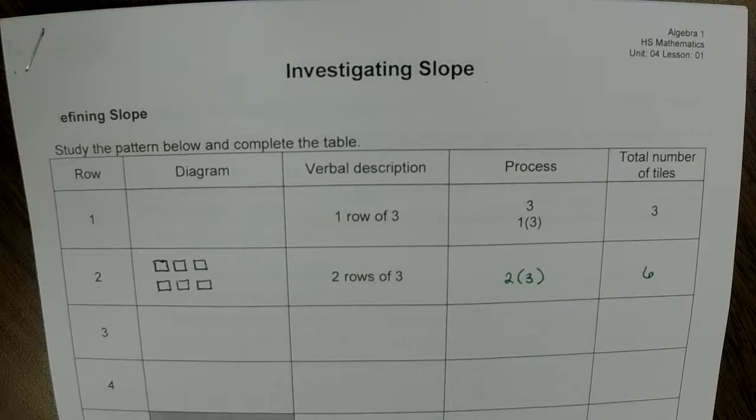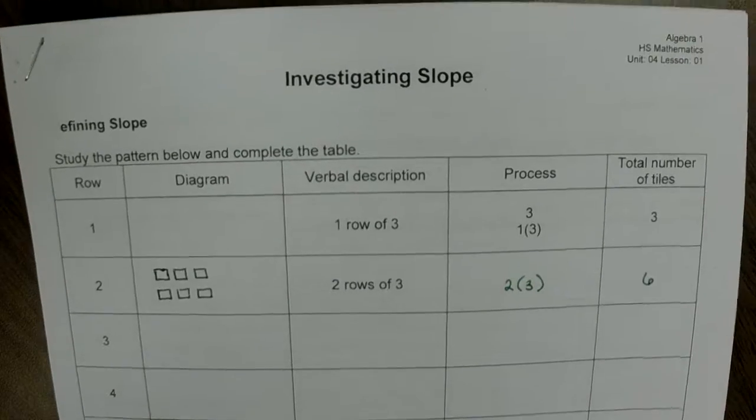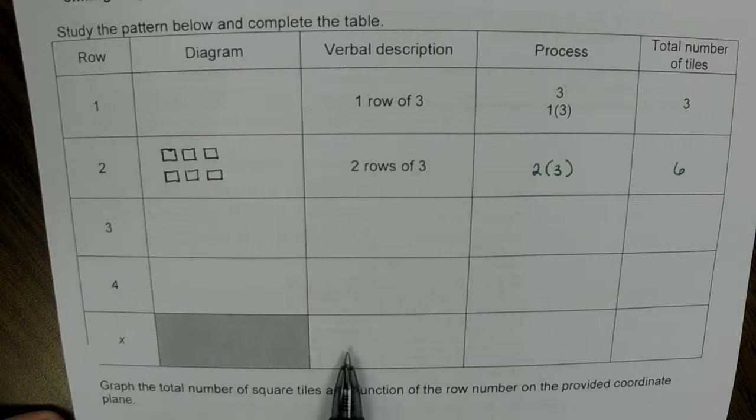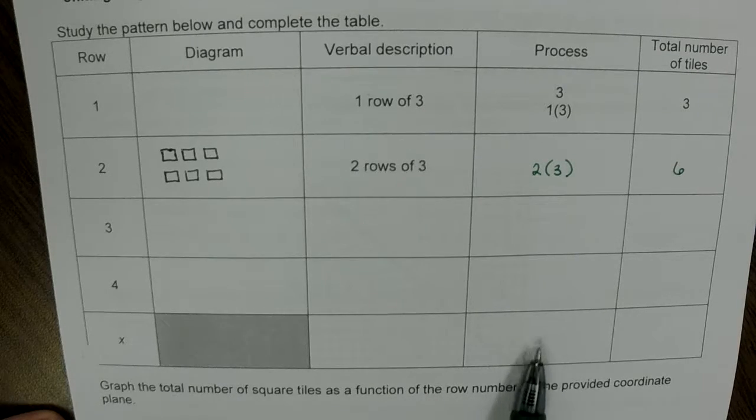When you get down here to the bottom, they want you to develop a generic pattern, and they say X. You obviously can't draw X number of rows. So this would be how many rows of 3? Well, it would be X number of rows. If this was 10, then it would be 10 rows of 3. If it were 12, it'd be 12 rows of 3. If X was 100, it would be 100 rows of 3. So we would say X rows of 3. And then you're going to follow the pattern here, and we would say X times 3, and we would get an equation.